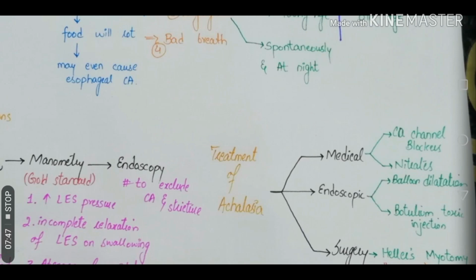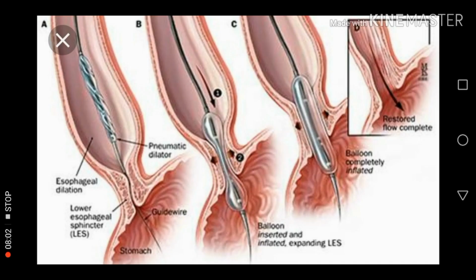Let me explain this endoscopic part of treatment in terms of diagrams. As you can see, in this diagram, an endoscope is used to pass the balloon dilator at the distal end of esophagus so that room can be created to allow the food to pass from esophagus into the stomach so that the dilatation that was produced because of contracted lower esophageal sphincter can be dealt with.